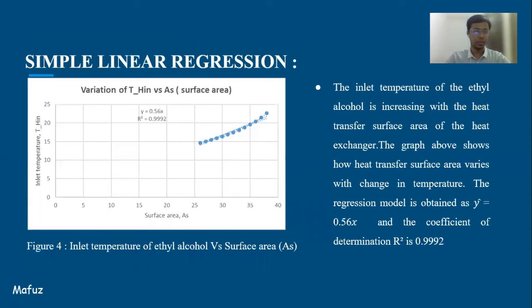For the graph here, inlet temperature of ethyl alcohol versus surface area. This graph is showing that the inlet temperature of ethyl alcohol is increasing with the heat transfer surface area of the heat exchanger, and the graph above shows how the heat transfer surface area varies with changes in temperature. And the regression, you can see the coefficient of determination R square, which is 0.992, almost equal to 1. This is a good value, and you can see the regression equation, which is y equal to 0.566.